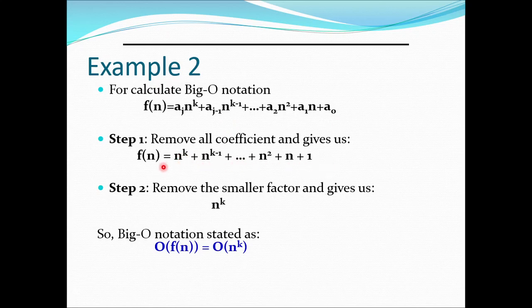Now we have all these n terms, and then we apply the term ranking. So the second step is we remove all the smaller factors. Of course, n to the power of k is the largest. We keep the largest and remove all the smaller ones, which gives us n to the power of k. So we write the big O notation as O of n to the power of k, on the order of n to the power of k. Right? So this will be the second example.